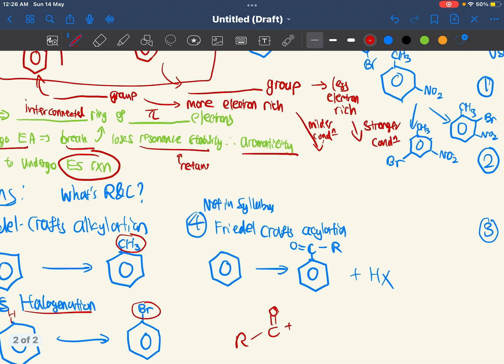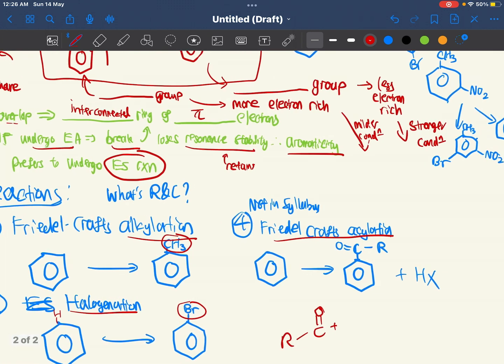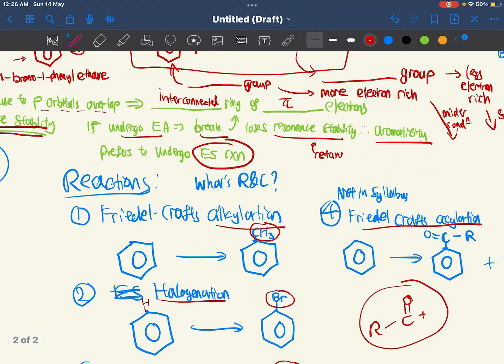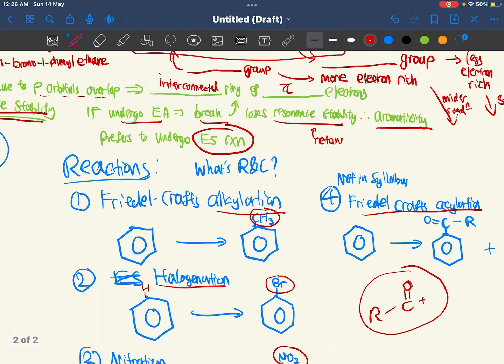Alright. Friedel-Crafts acylation is not in the syllabus, but it works the same as your Friedel-Crafts alkylation, except the electrophile is this thing here. We still have our anhydrous catalyst.